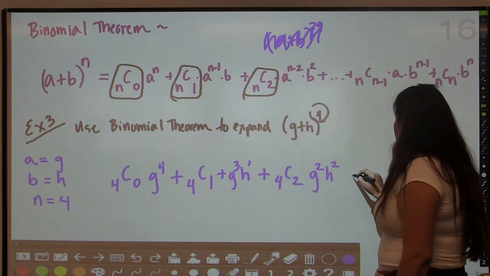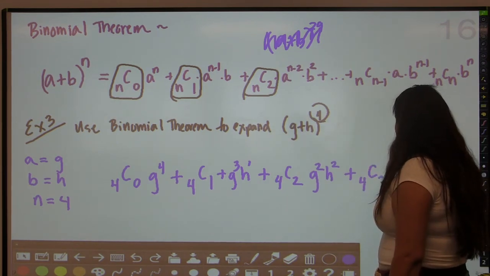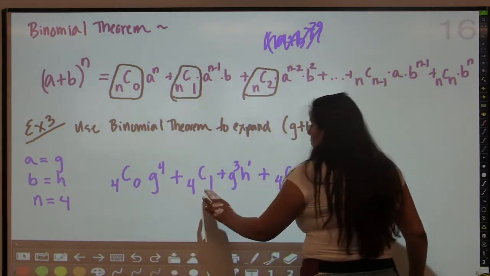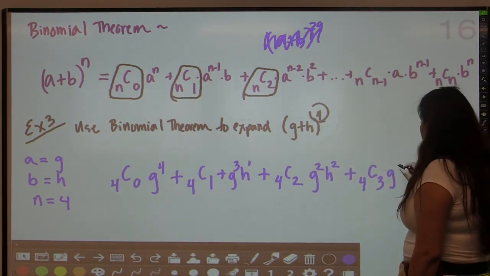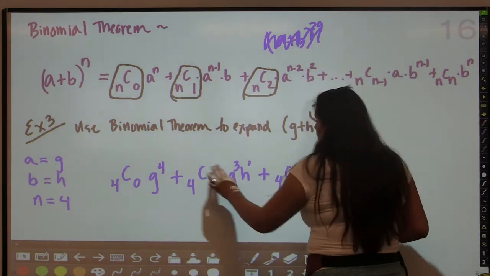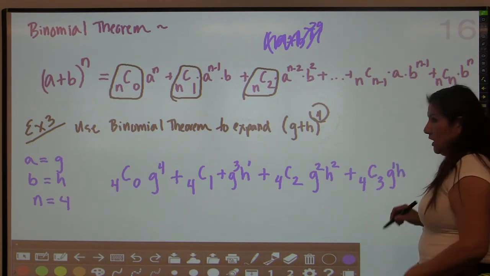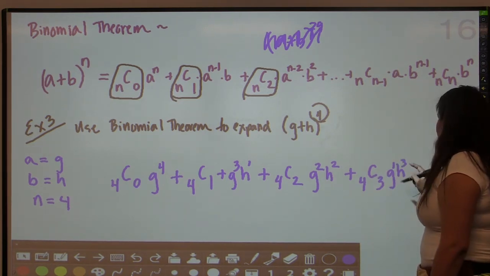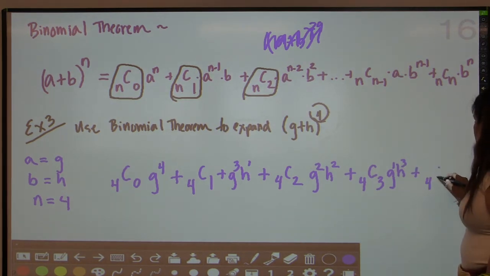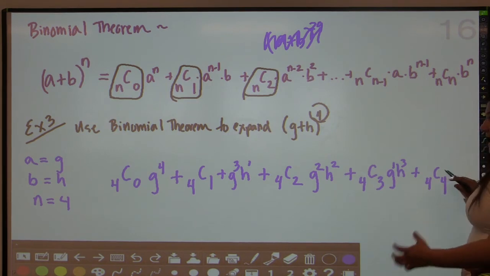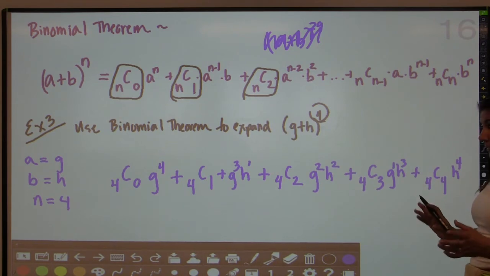All right? And then my next one, the second to last one, is 4 choose 3. Again, we're going in order 0, 1, 2, 3. So g is going to be to the 1 power, because again, we're going 4, 3, 2, 1. And if g is to the 1 power, h would have to be to the 3rd power, because again, they have to add up to 4. And then my last term would be 4 choose 4. I wouldn't have any more g's, because it would be g to the 0, and it would be h to the 4th.